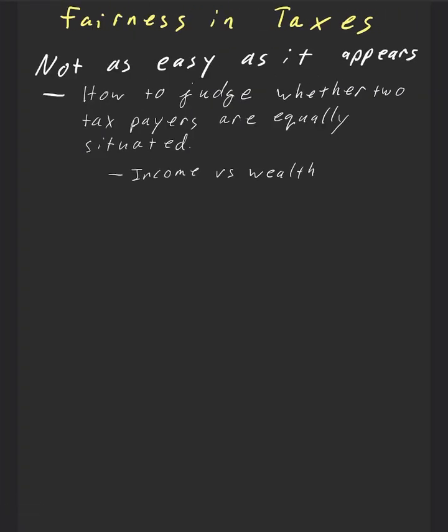Now, this, of course, is not as easy as it appears. One issue is, how do you judge whether two taxpayers are equally well situated? This matters for both vertical and horizontal. Somebody says, I have high income but low wealth, and somebody says, I have high wealth and low income. How much should those two people pay relative to each other? Because if they're the same, then that has implications for both vertical and horizontal. If they're different, then it matters on the vertical dimension. It's really hard to say.